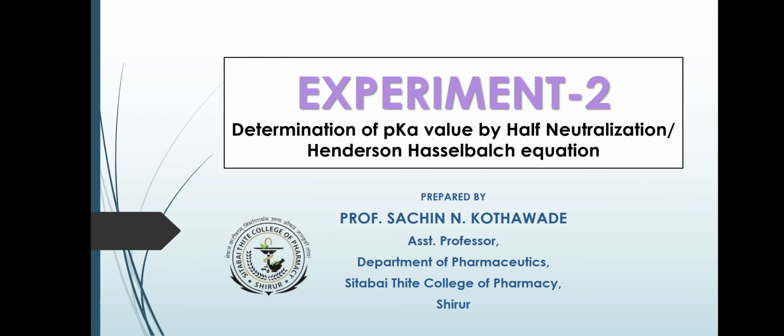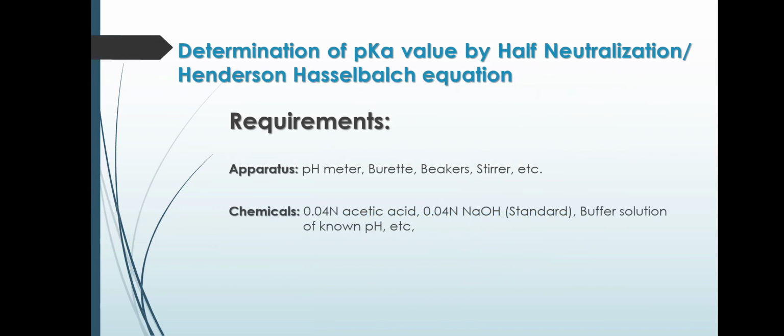Today we are going to see experiment number 2 of Physical Pharmaceutics 1, determination of pK value by half neutralization or the Henderson-Hasselbalch equation. The requirements for the practical are apparatus: pH meter, burette, beaker, stirrer, etc. Chemicals: 0.04 normal acetic acid, 0.04 normal sodium hydroxide, and buffer solution of known pH.